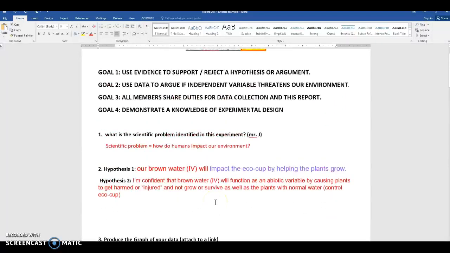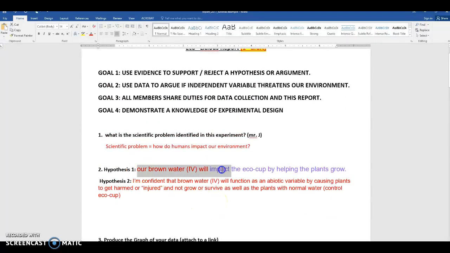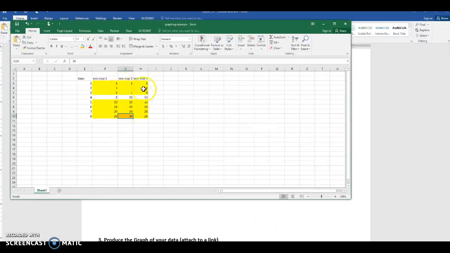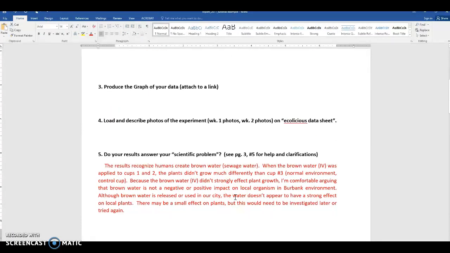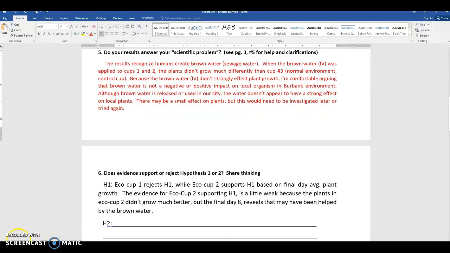So our first hypothesis said that they will impact the EcoCup by helping them grow. But because there isn't much difference in growth, I don't think there's strong support for it. I just think it supports it, but not strongly. So I'm going to change this. We'll say it supports H1 for the first hypothesis, but just not strongly. That's because the plants in EcoCup 2 didn't grow much better, but on the final day 8 they were a little higher, right? All right, so let's look at hypothesis 2.